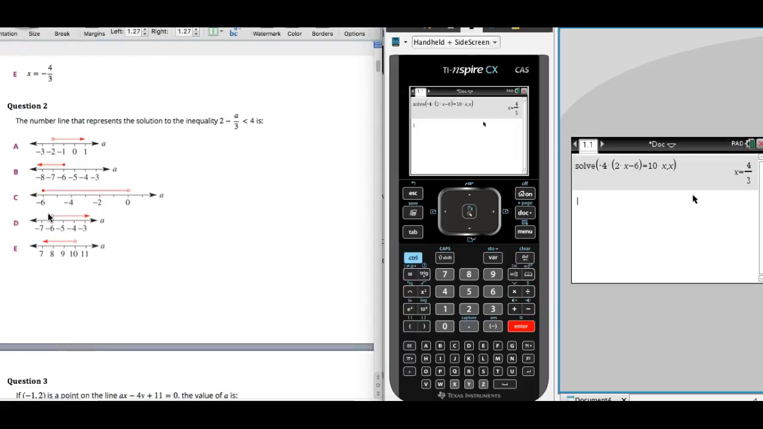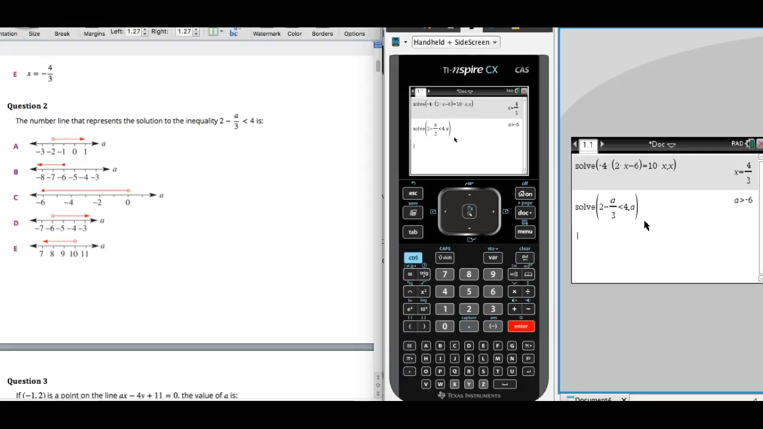Pretty straightforward. Next, the number line that represents the solution to the inequality. Again, we're going to be using solve. So 2 minus a on 3. If you want to use fractions, you can do this, a on 3. Then we've got less than. Remember, we get the inequality signs from here. So less than 4, and we're solving for a, comma a. So a has to be greater than -6.